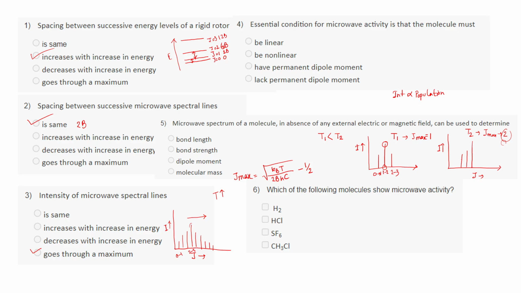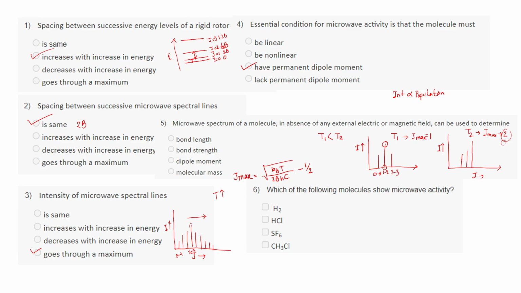So what about the next question? Question number 4. That we have already discussed, right? The essential condition for microwave activity is that the molecule must be linear, non-linear, have a permanent dipole, or lack a permanent dipole. C, right? The third one. Yes, it should have some dipole moment. In the transition moment integral, you will see that the mu 0 part is a constant, but it will play a major role. First you have to have some dipole moment, then the selection rules will matter.